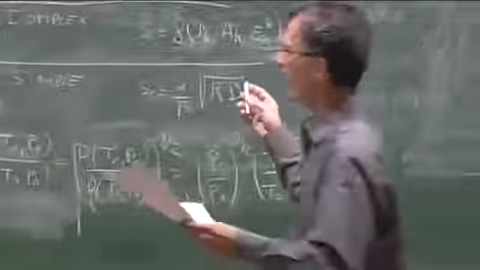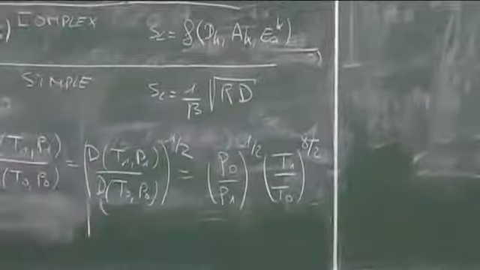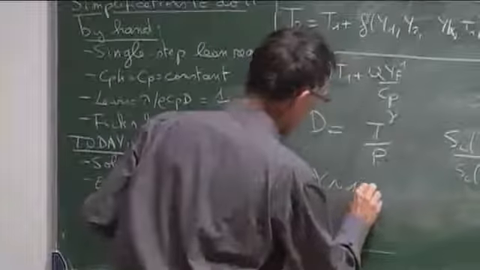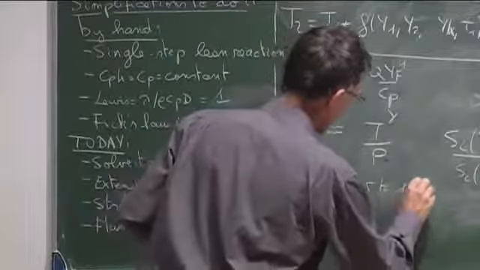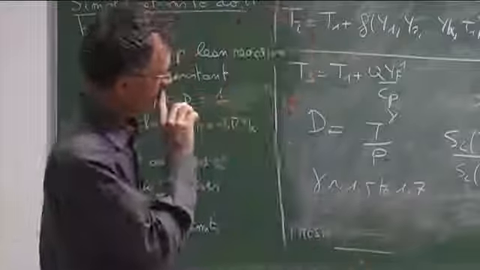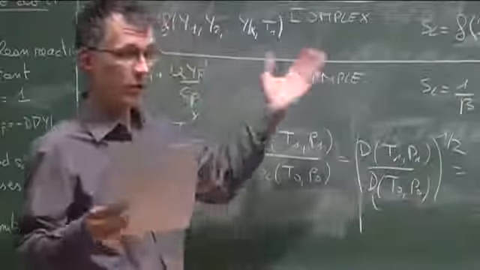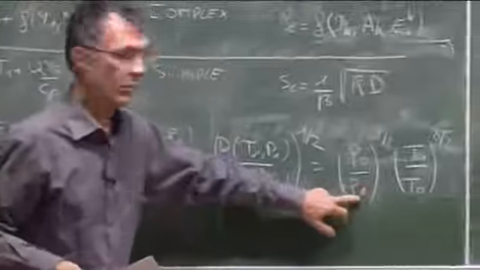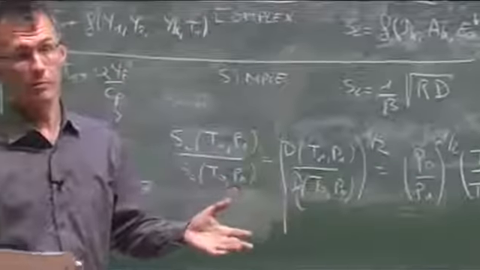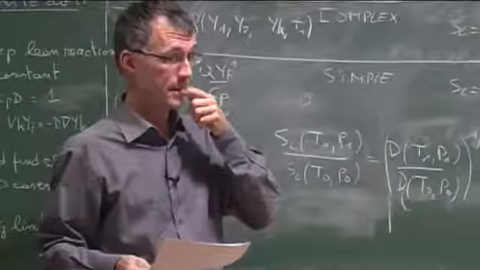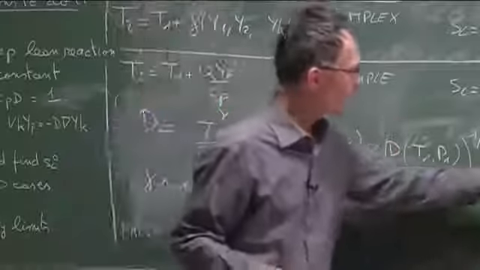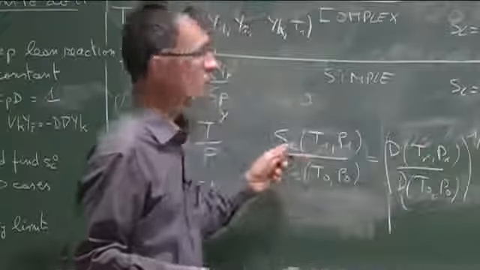Gamma is a number of the order of 1.5 to 1.7 for most gases. So what does this tell you? It tells you that when pressure P1 goes up, flame speed goes down. It also tells you that if temperature goes up, then the flame speed goes up.